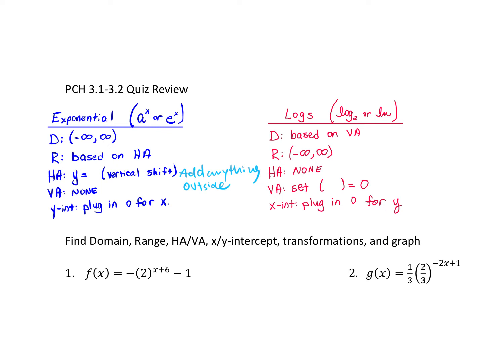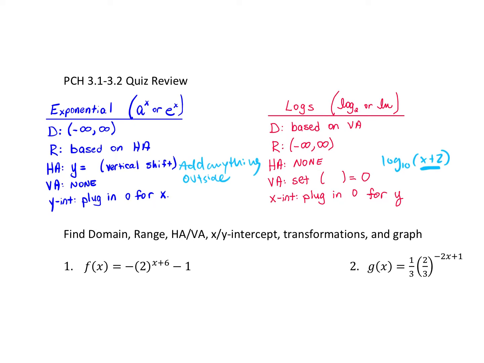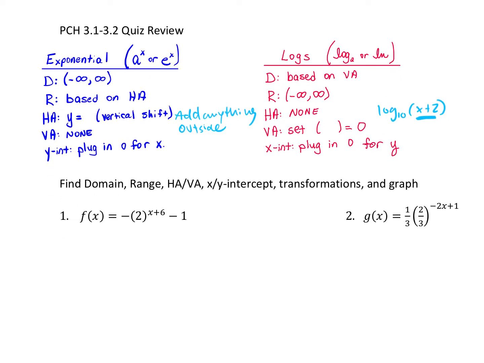So then log, everything's kind of switched. The domain is based on the vertical asymptote. The range is negative infinity to infinity. We don't have a horizontal asymptote. To find the vertical asymptote, we set whatever's in the parentheses equal to 0. So we'll have like log base 10 of x plus 2. We would set that x plus 2 equal to 0 to find the vertical asymptote. And then to find the x-intercept, we plug in 0 for y. So these are super, super helpful to know for the quiz tomorrow.